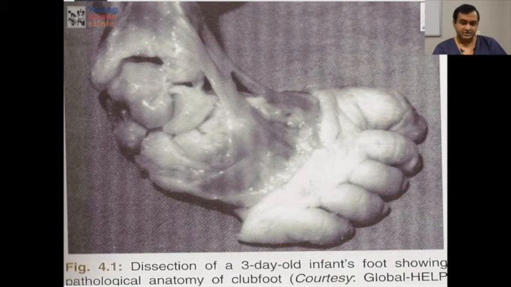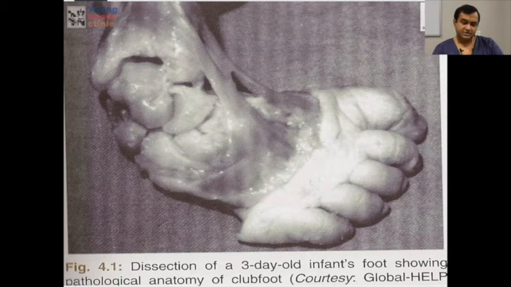And as you can see, the tissues on the medial side, the anterior tendons, the posterior medial tendons of the foot and ankle, are all tight. The tibialis anterior, the extensor digitorum longus, the extensor hallucis longus, they all are tight here. You can see how the tissues on the inner side of the foot are tight. So this results in the inturning of the foot.